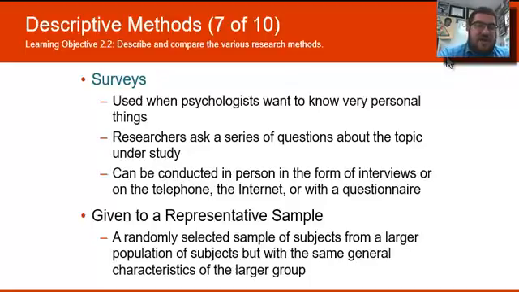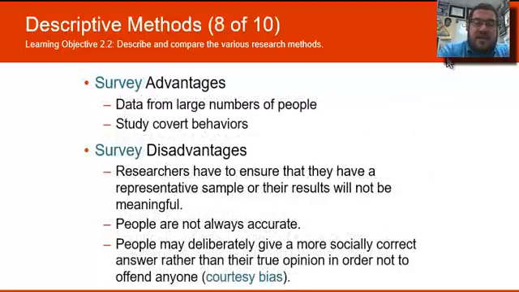So if I wanted to survey Carroll High School, I would give it to a couple freshmen that were representative of the freshman class, same with sophomores, juniors, and seniors. I couldn't just give it to freshmen because that would not be representative of Carroll High School as a whole. The advantage is you can study those secret covert behaviors that people don't like to talk about.